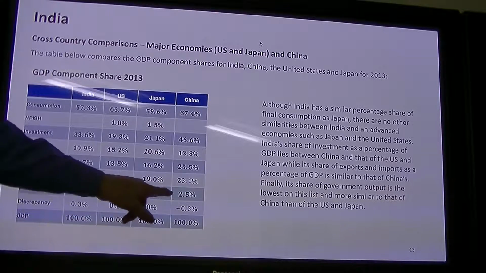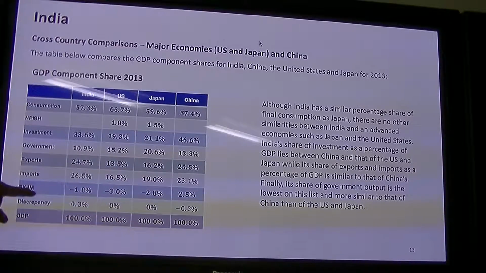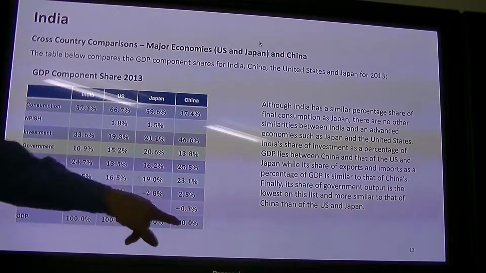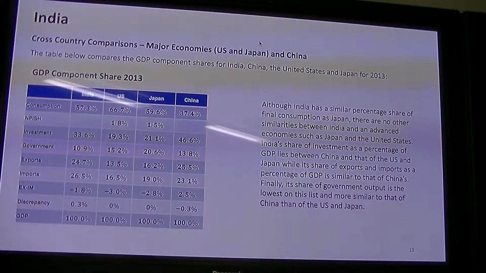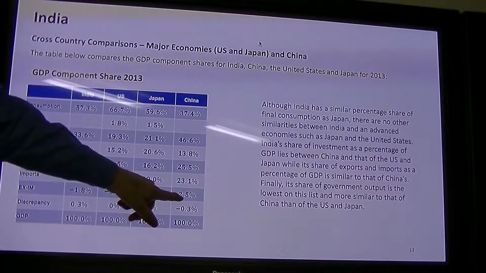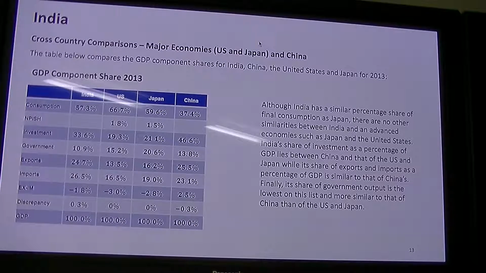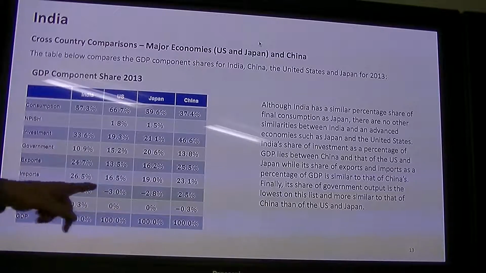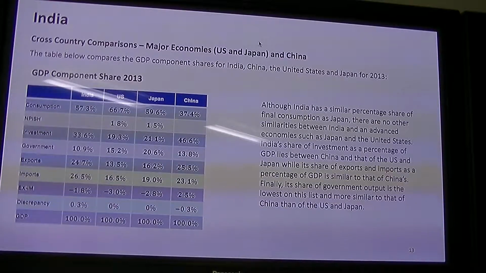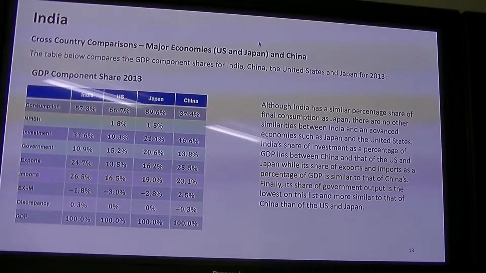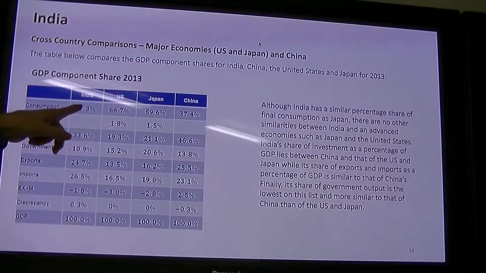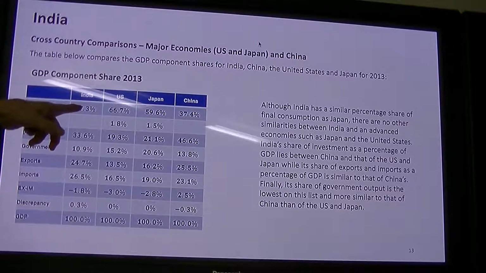The exports minus imports are actually negative. Notice how China is running a trade surplus, but that's because China is probably a little bit ahead. China is becoming a little bit more mature than India, and India is still getting more investment from abroad. Also, the consumption rate is higher, which suggests the savings rate is lower. China's saving rate is a lot higher, probably.